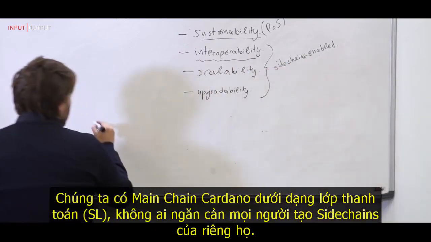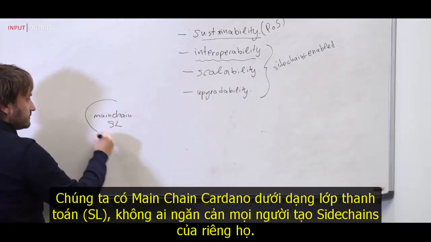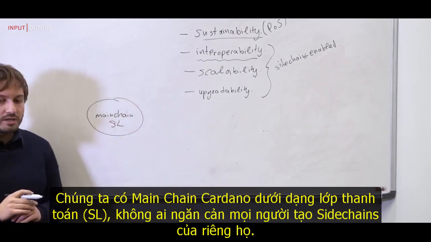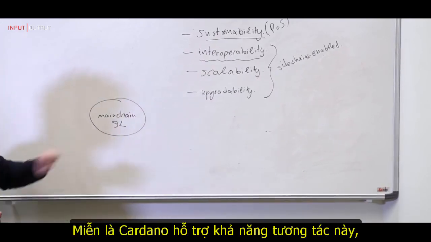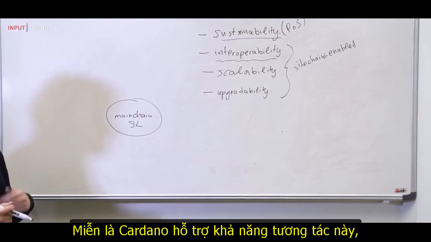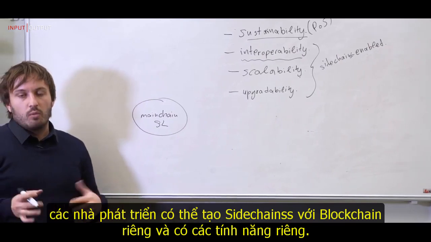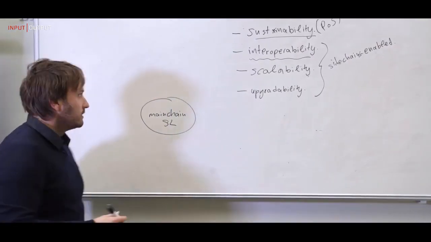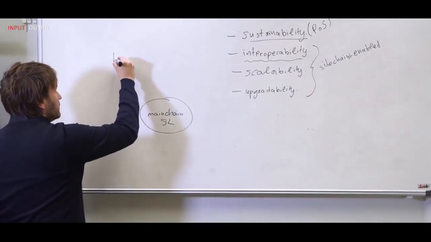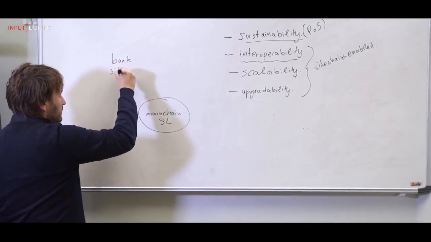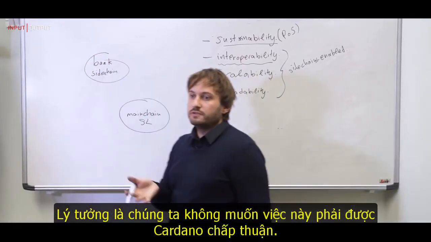If we have the Cardano main chain living as the settlement layer, there is no one preventing people from creating their own sidechains. And as long as Cardano supports this kind of interoperability, we could see developers creating sidechains with their own blockchains, with their own features. So if a bank, let's say, wanted to create their own sidechain, ideally we wouldn't want it to be Cardano approved.